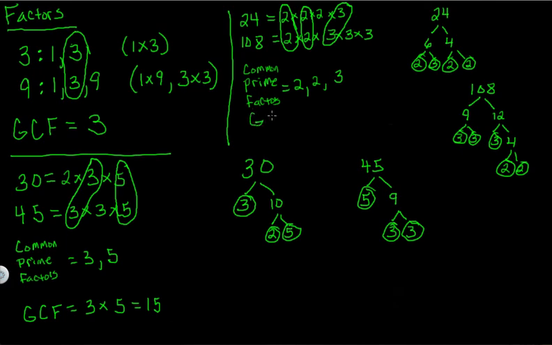So our greatest common factor is going to be the product of those. So it's going to be 2 times 2 times 3. So 2 times 2 is 4, and 4 times 3 is 12. All right, so that is how we can find the greatest common factor.